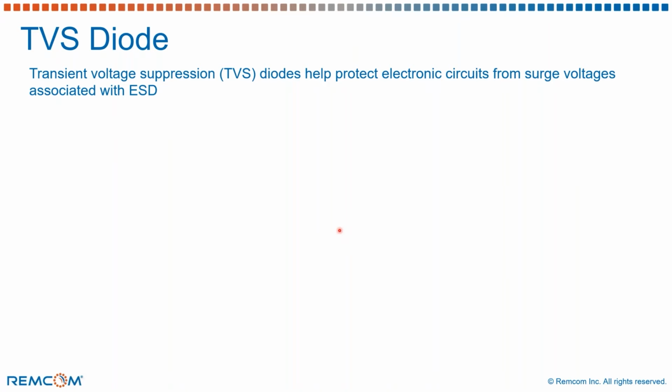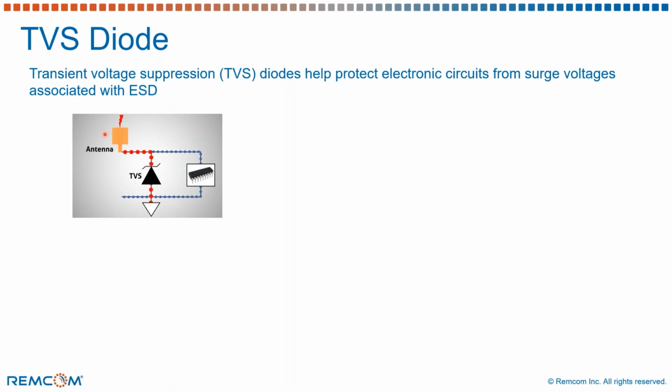So TVS diodes, unlike other PN junction diodes, have a large cross-sectional area for absorbing high transient currents. In case of an overvoltage event, these diodes shunt most of the current to the ground, allowing a very minimal flow of voltage through the components that need to be protected, in this case an IC. And here we see a simplified representation of the TVS diode. However, looking internally, this would be the actual representation of the TVS diode, which is often provided by manufacturers.